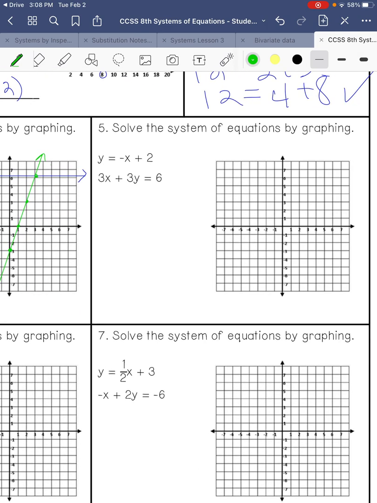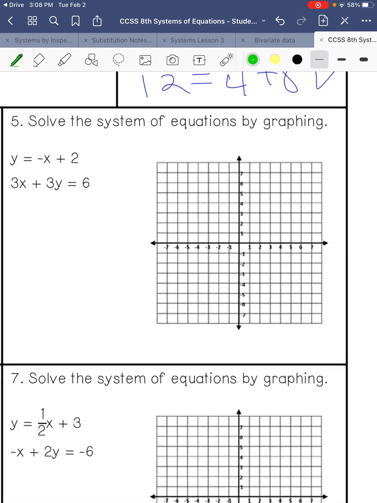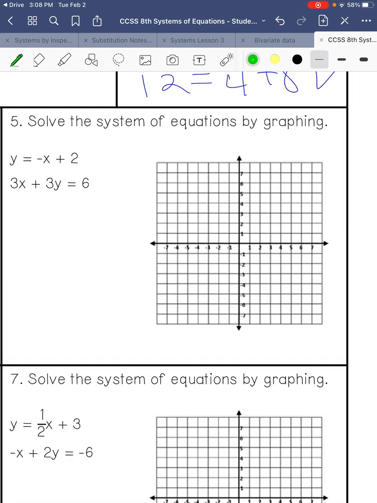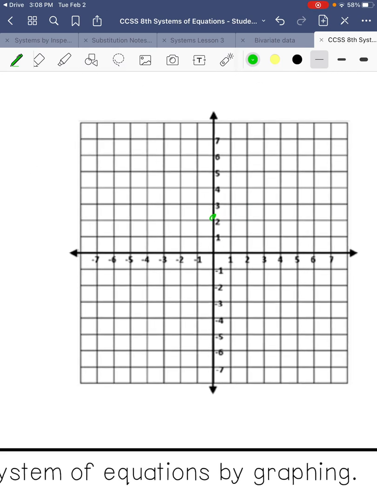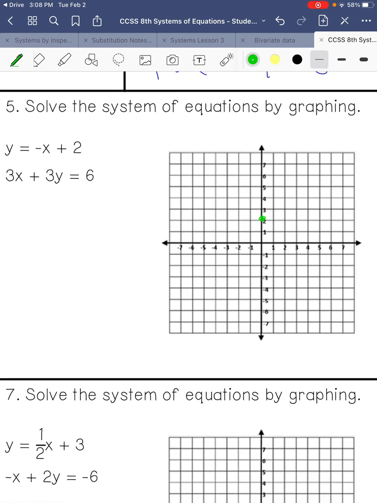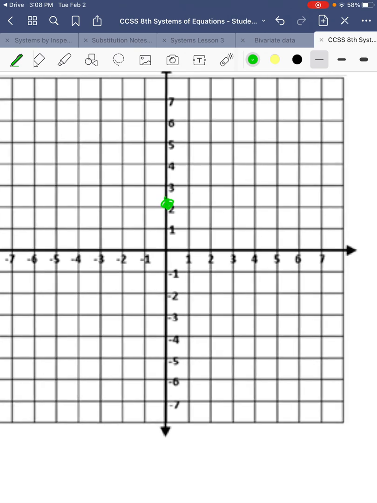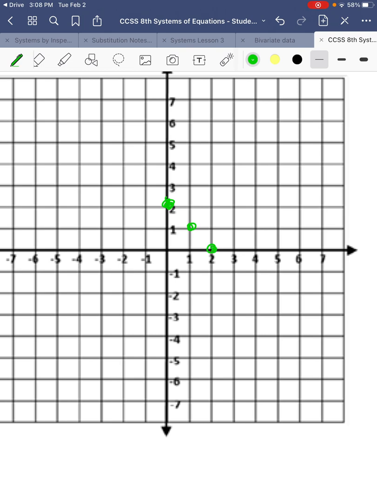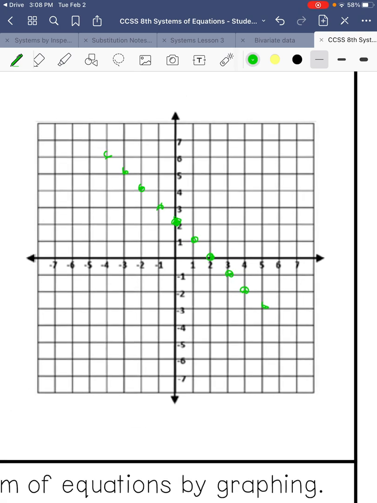All right, number 5, same thing. My first one is in slope-intercept form, so I'm going to go to positive 2. Make my dot. My slope is negative x. Remember, there's that 1 there, so I'm coming down 1 over 1. Down 1 over 1, because it's just going by 1s, or I can go the other way. Okay, let's get my line on here. There we go.